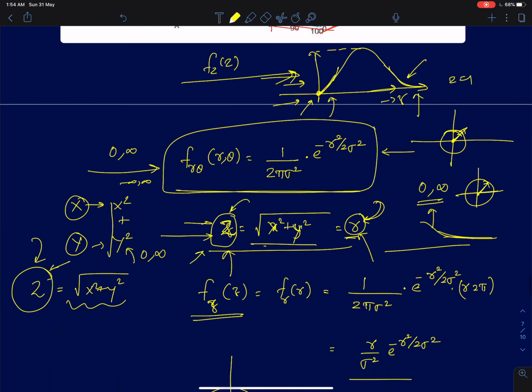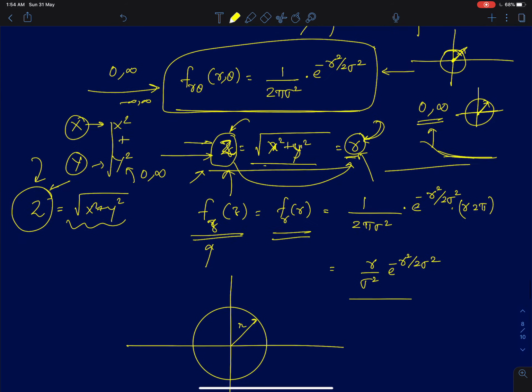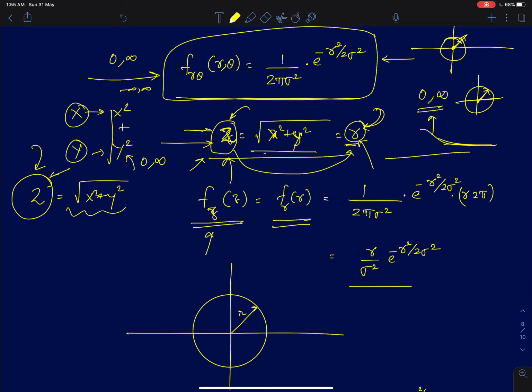So our goal is to find f_Z(z). We said Z is simply equal to R, that is f_R(r). So what is the probability at a certain radial distance r away from the origin? We just said that when you take two independent Gaussian random variables and plot the joint density function, the probability is the same across the radial distance. That was simply given by 1 by 2 pi sigma square e power minus r square by 2 sigma square.